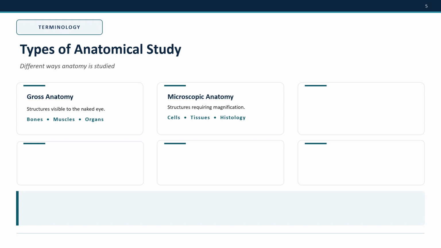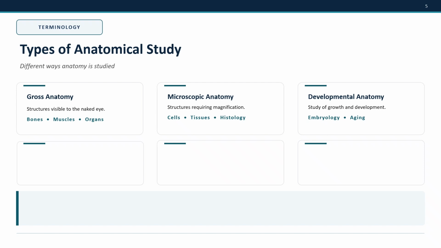Then we have, self-explanatory, which many of these will be, microscopic anatomy. These are structures requiring magnification. This type of anatomy breaks down into subsets like cytology and histology, the study of cells and tissues, respectively, among others. But self-explanatory: if it needs a microscope to see the various structures, it is microscopic anatomy.